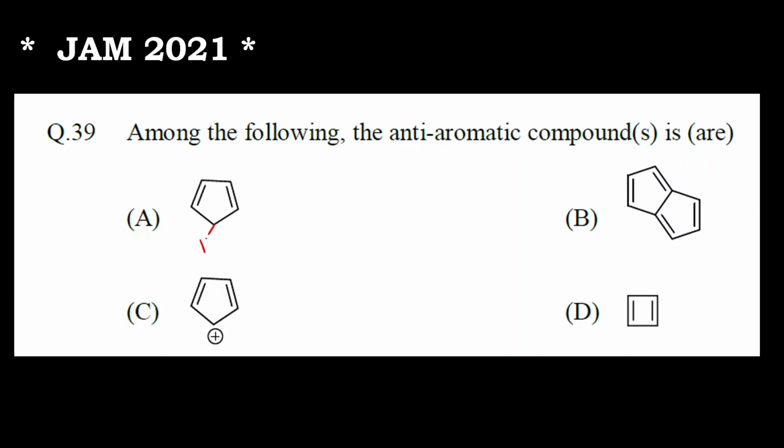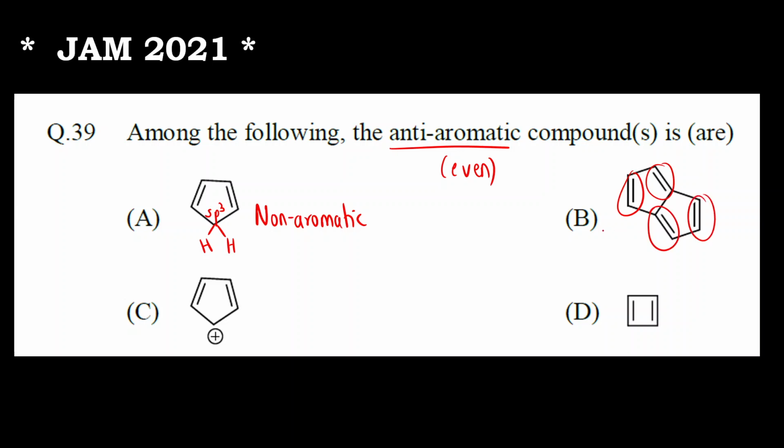Option A, you can see this is sp3 hybridized carbon. Okay, you will see in the coming questions, many molecules are going to be repeated. So this is non-aromatic. Okay, what is asked in the question? Anti-aromatic compounds are asked. Anti-aromatic means it should have even double bonds. 1, 2, 3, 4. This is anti-aromatic. Yes, this is going to be anti-aromatic.